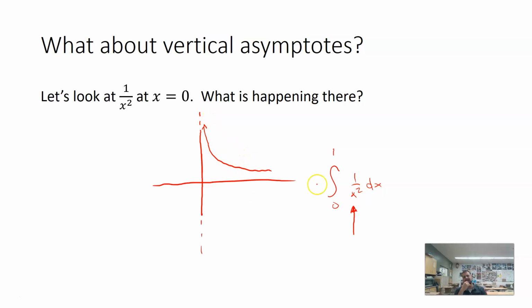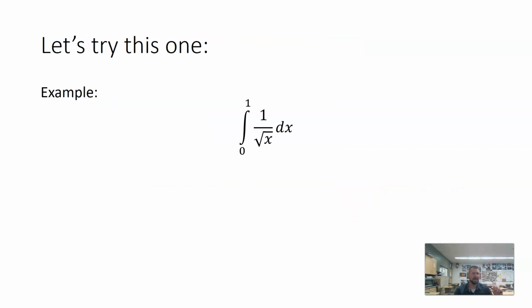That's simply not going to get there fast enough, so I would say that this one is divergent. And I wouldn't worry about vertical asymptotes too much. You can evaluate it a little if you want to try, but honestly, I wouldn't worry about it too much, okay? So here's one real quick.